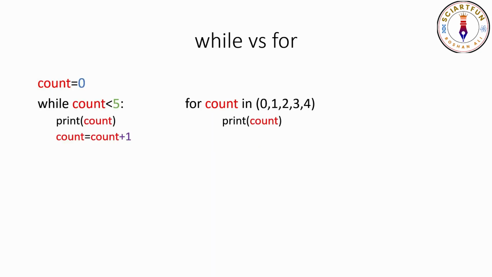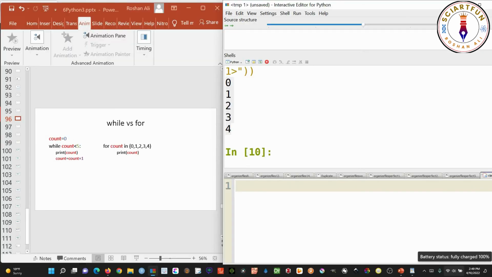Here, instead of a list, I am taking an example of a tuple in the for loop. The while loop will remain the same. Let's apply. I am not going to do the while loop because it is the same as you saw in the previous example.